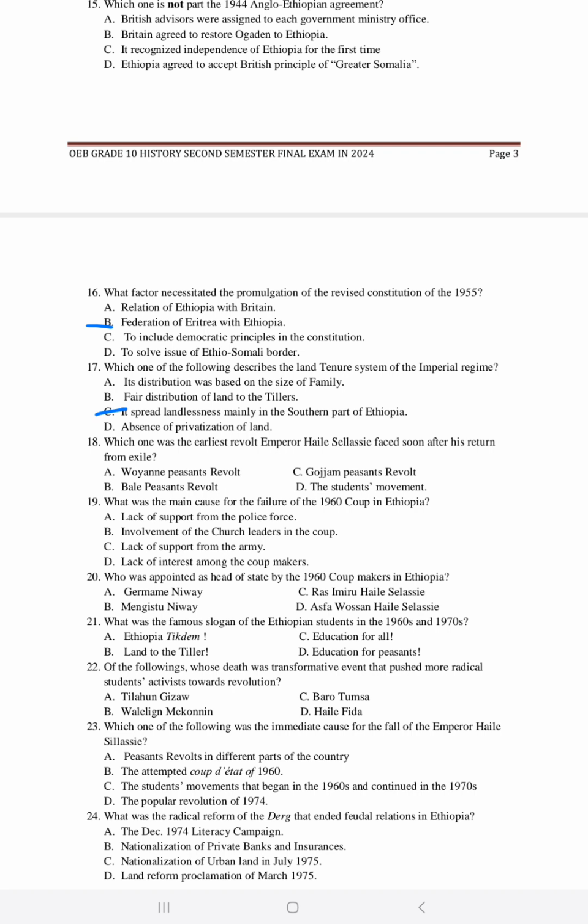Question number 18. Which one was the earliest revolt Emperor Haile Selassie faced soon after his return from exile?